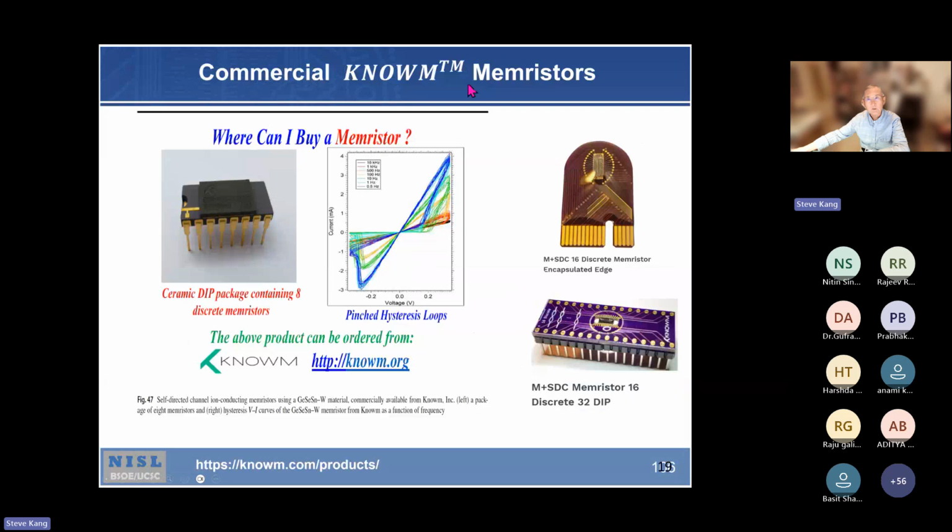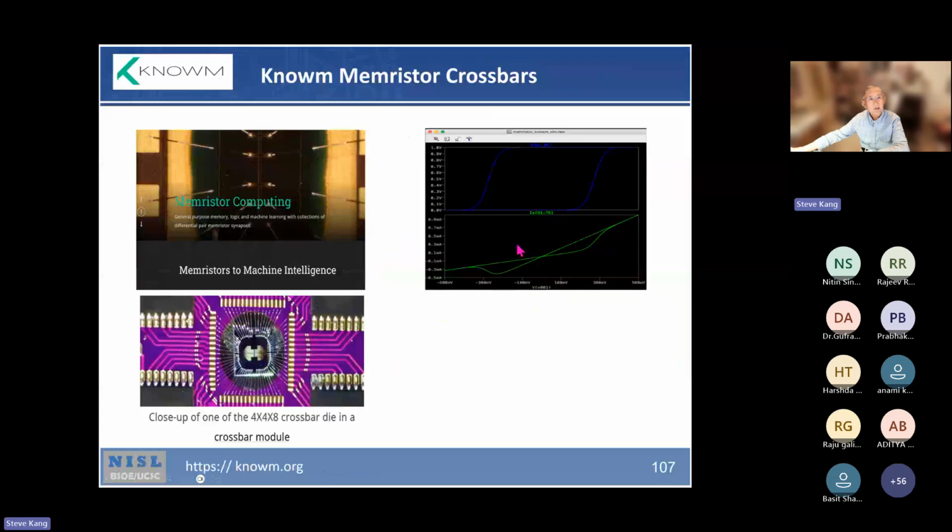Yeah, so this is a commercial memristor. You can buy a ceramic DIP package containing 8 memristors here in this package, and the measurement. And then they also have a 32-pin DIP with 16 memristors in it here. And then it's a packaged one, with some simulation results and measurement results and so on.